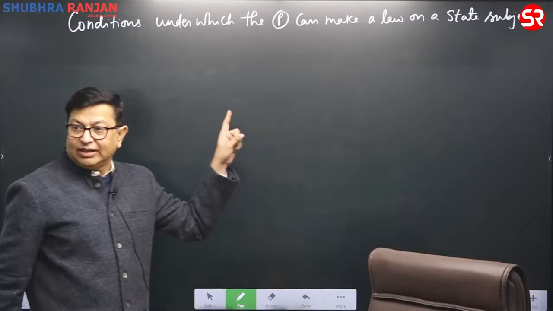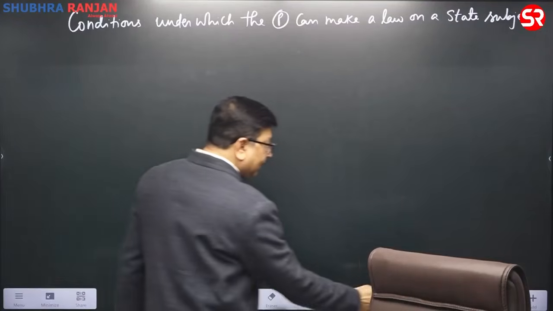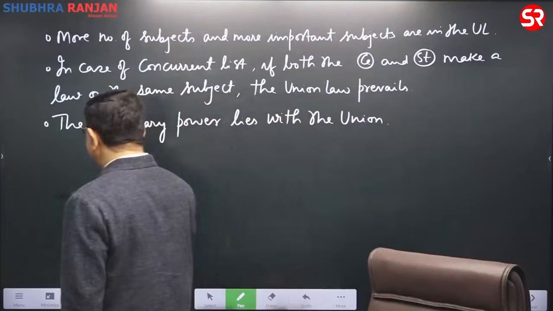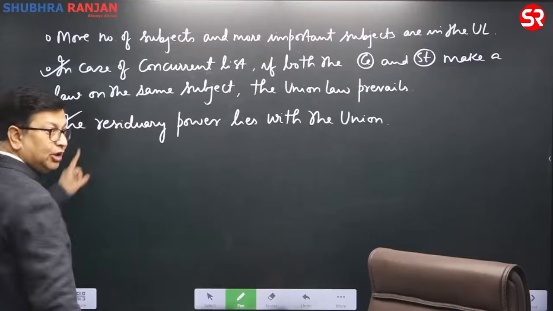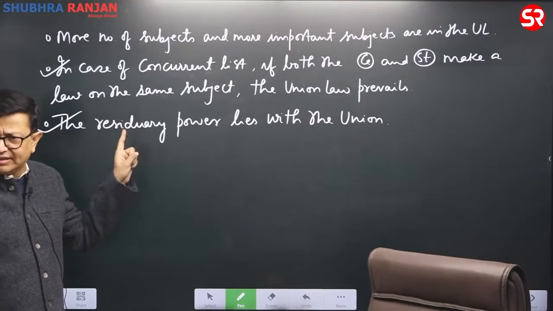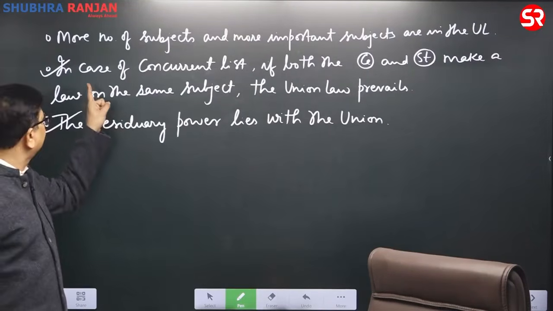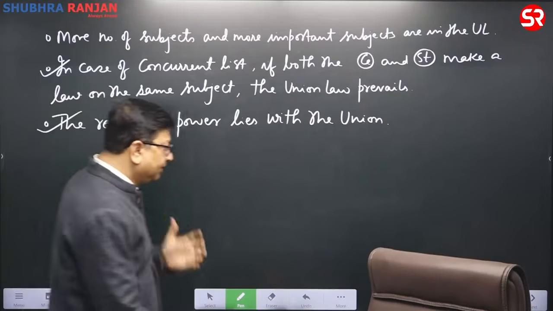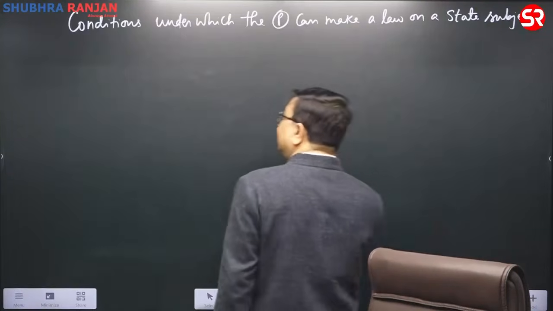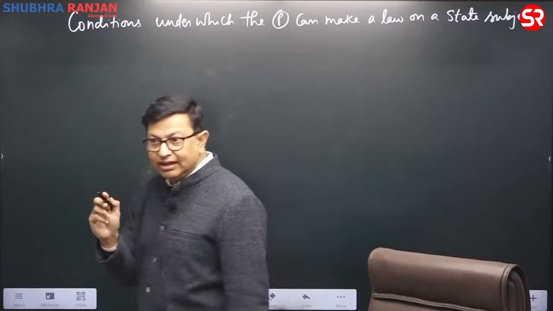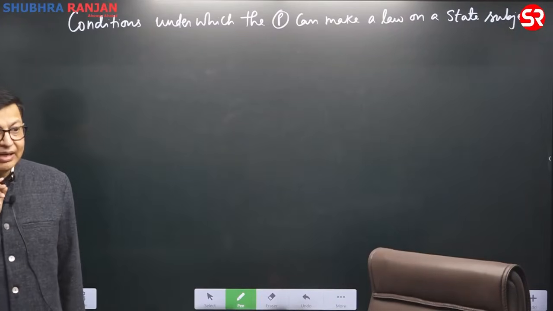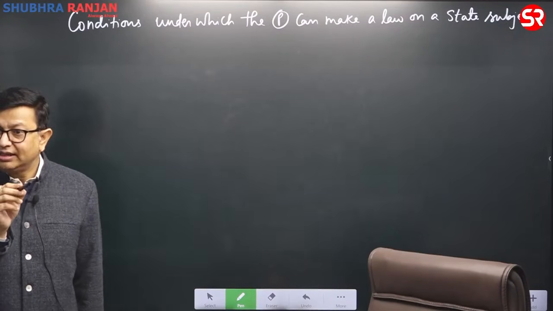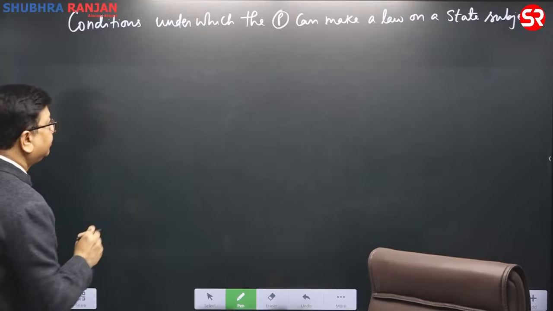From here a question will be made. Here you need to highlight these 2 points. Just tick them like I do, with a red pen. You need to highlight these 2 points. You need to remember it. You need to remember under which of the following conditions the parliament can make a law on a subject in the state list.